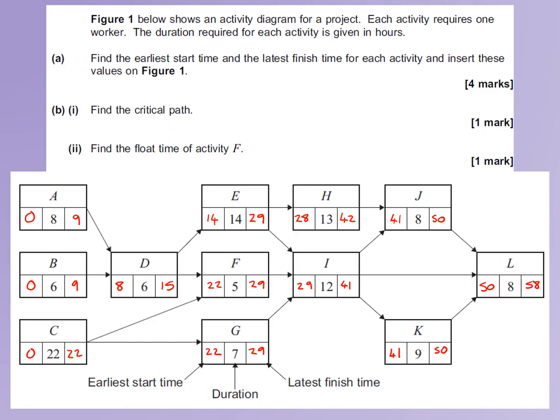Okay, let's go back to the question that we did at the beginning. So we can now find the critical path of this network. So we're going to initially look for the critical activities. We can see that C is critical. We can see that G is critical because the difference between 29 and 22 is 7. We can see that I is critical. We can see that K is critical and L. So the critical path is CGIKL.